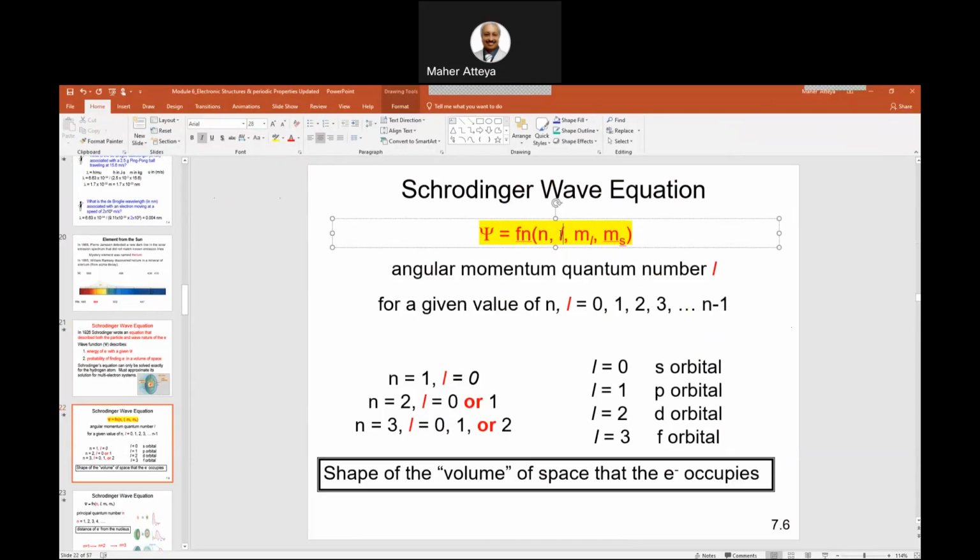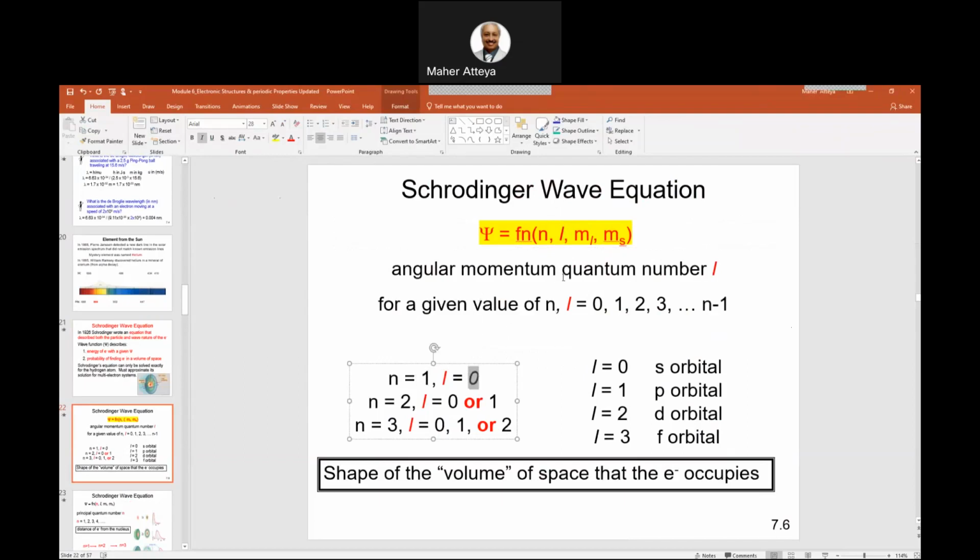So then l gives us what? It will give us the orientation, correct? l can have values depending on n. If n is 1, that's the first level, so l will be 0. Always, l goes from 0 up to n minus 1. l will be n minus 1 at most.